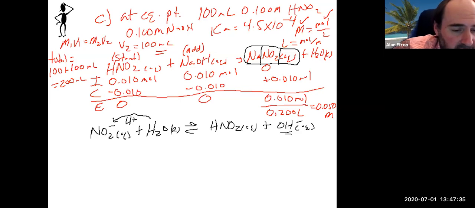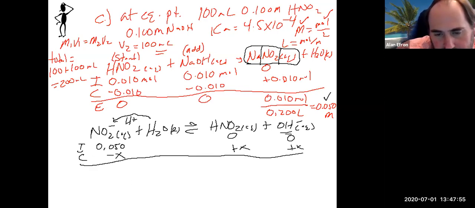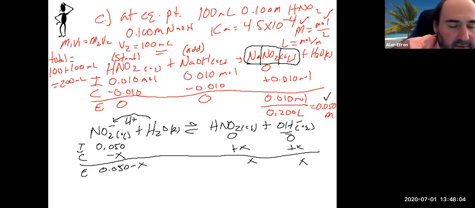Now, our initial amount for this table will be our equilibrium amount that we got here. So initially 0.05, 0, and 0. Change, and remember this table will now be x's. And that means at equilibrium 0.05 minus x, x, and x. Any questions on the second table? At this point, we're going to go into our K expression, which is our products over our reactants.